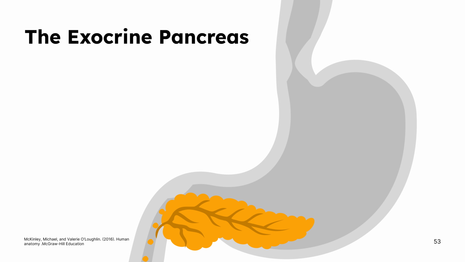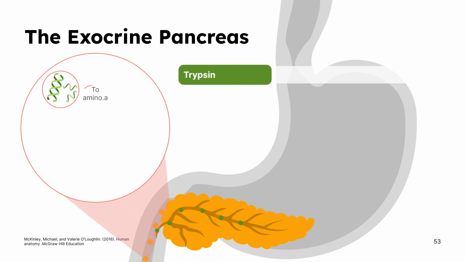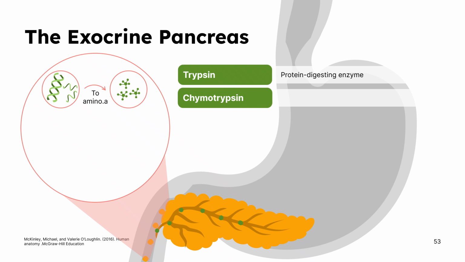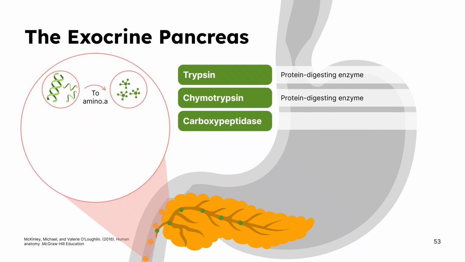The exocrine pancreas plays a crucial role in digestion, acting as the body's primary source of digestive enzymes. These enzymes break down food into its absorbable components. Trypsin breaks down proteins into smaller peptides and amino acids, essential for protein digestion. Chymotrypsin, another enzyme involved in protein digestion, works alongside trypsin to further break down proteins. Carboxypeptidase assists in the final breakdown of peptides into amino acids, ensuring complete protein digestion.